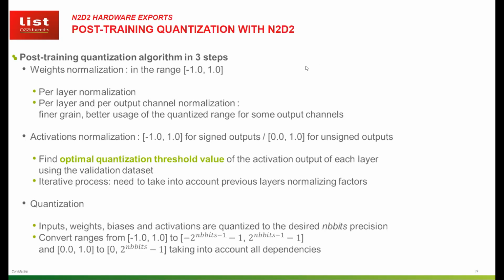This is also an iterative process, which means we need to take into account the previous layer normalization factors. After that we come to the quantization part, where we need to convert the ranges from -1 and 1 in order to fit in the number of bits required. Here we just have to recalibrate ourselves to the right ranges. So we can move to the next one.